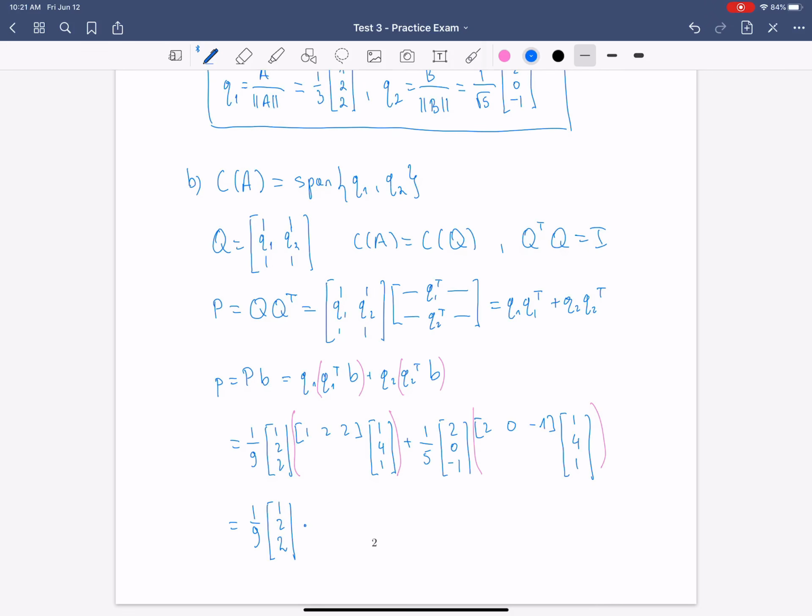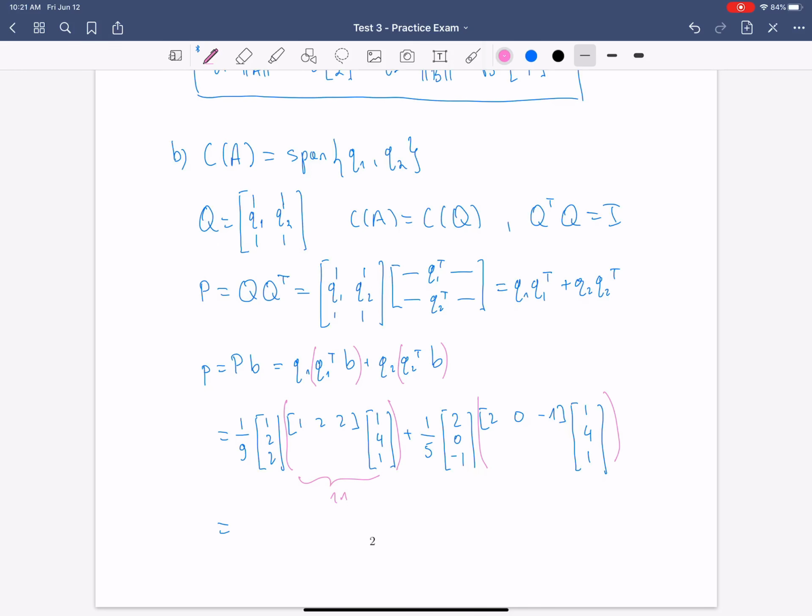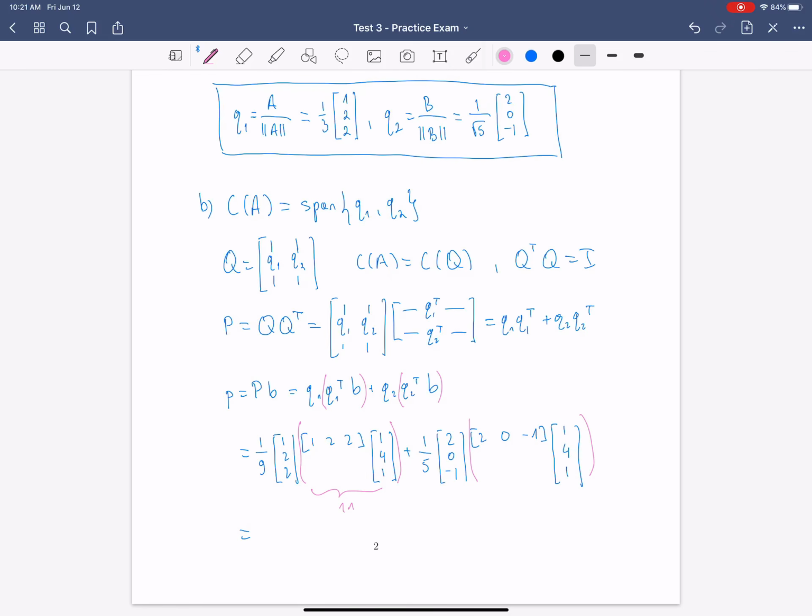So we have 1 plus 8, which is a 9, plus 2, which is 11. So this expression is 11. Let's look at the other dot product. So we have 2 times 1, which is 2, plus 0, minus 1. So we have 2 minus 1, that's a 1 over here. So we see that the answer here is 11 over 9 times 1, 2, 2, plus a 5th of 2, 0, negative 1.